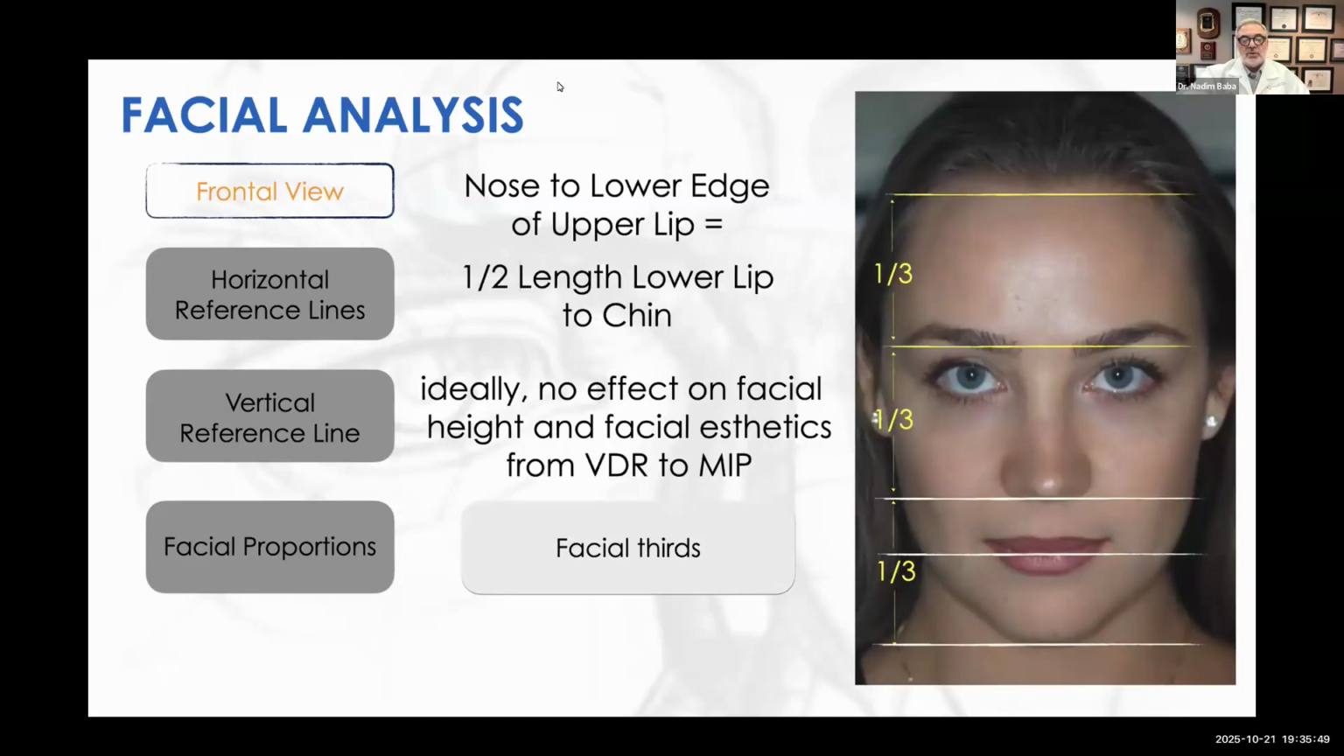The other thing now is to look at the facial thirds. The distance from the nose to the lower edge of the upper lip is equal to half the length of the lower lip to the chin. Ideally, there's no effect on the facial height and facial aesthetics when you go from the VDR to MIP.